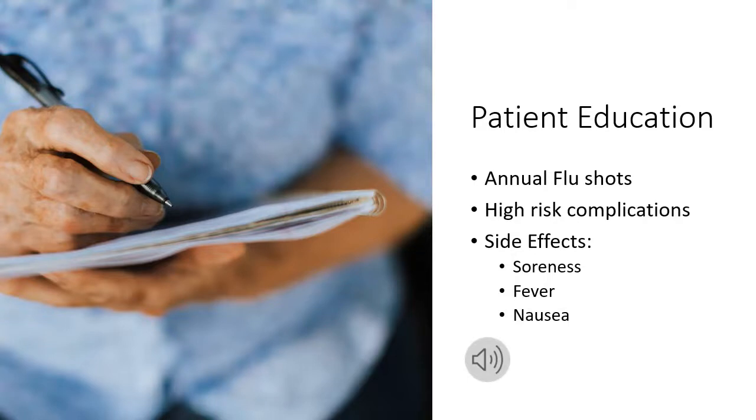Common side effects from a flu shot include soreness, redness, and/or swelling where the shot was given, headache, fever, nausea, muscle aches, and fatigue. The flu shot, like other injections, can occasionally cause fainting.